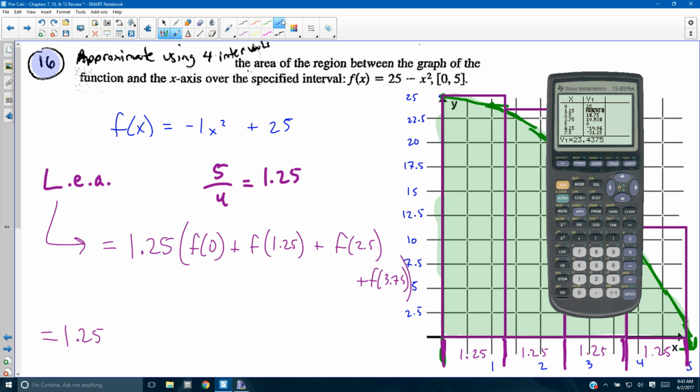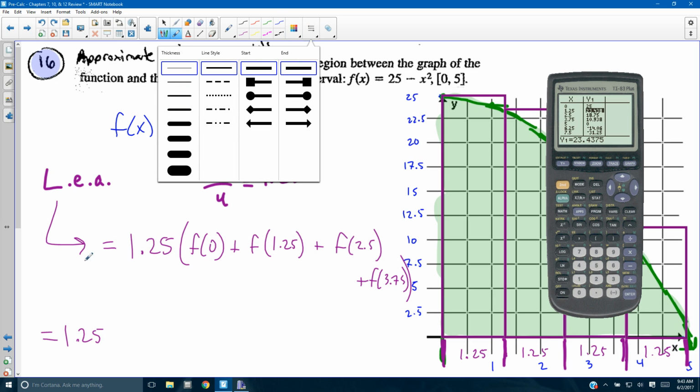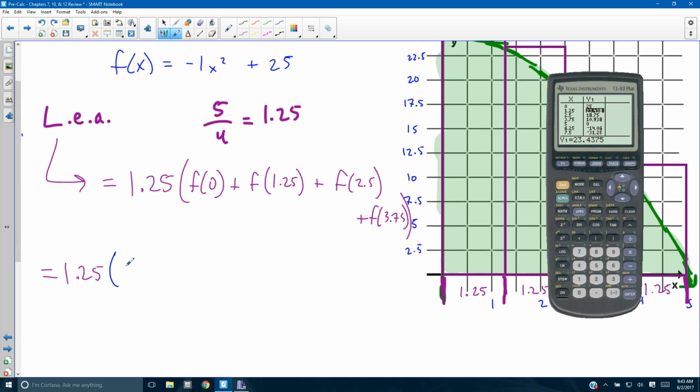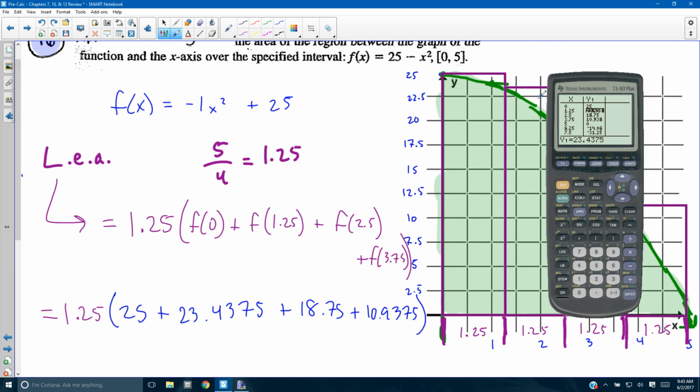So we have here 1.25 times f of 0, which is 25, plus f of 1.25, which is 23.4375, plus f of 2.5, which is 18.75, plus f of 3.75, which is 10.9375, I believe. And we'll add those things up, and we'll get an area of these 4 rectangles. Okay, and then I'll talk to you about what we can do based on that. This is, again, left endpoint approximation. So let's go ahead and compute those up.